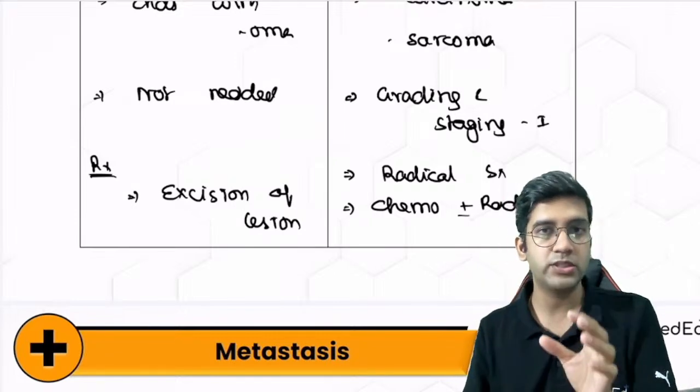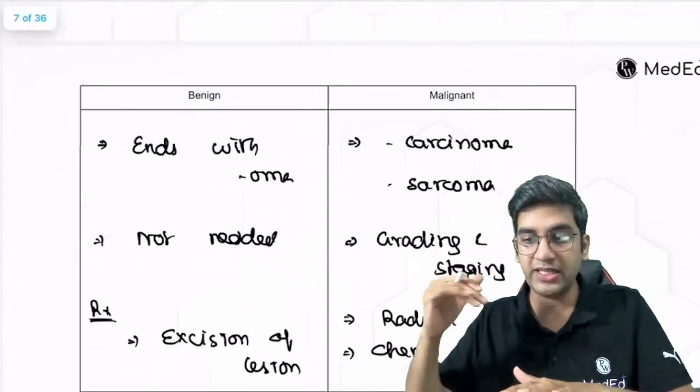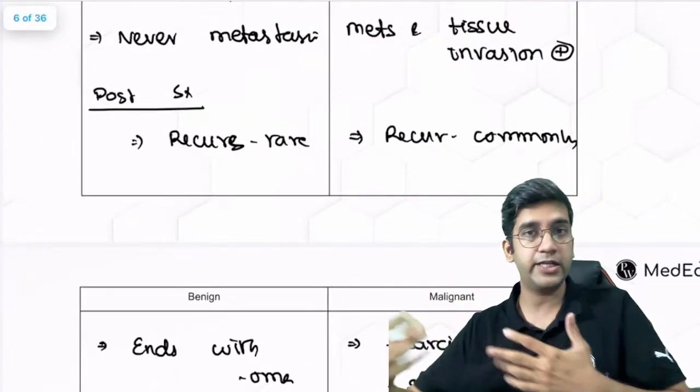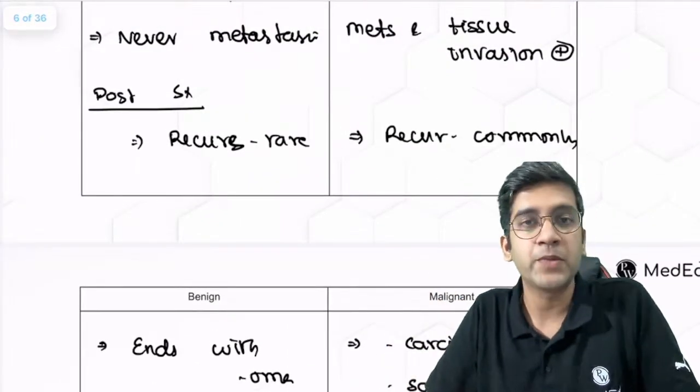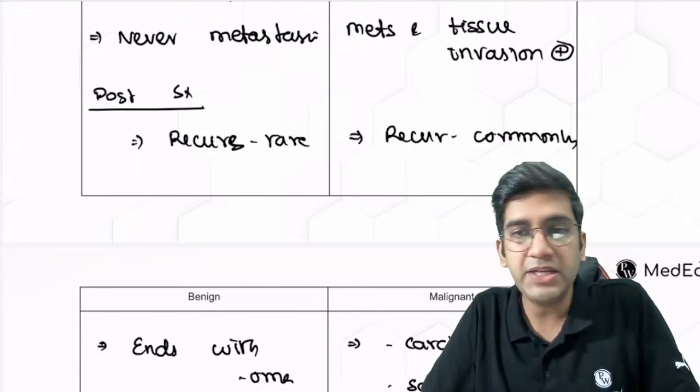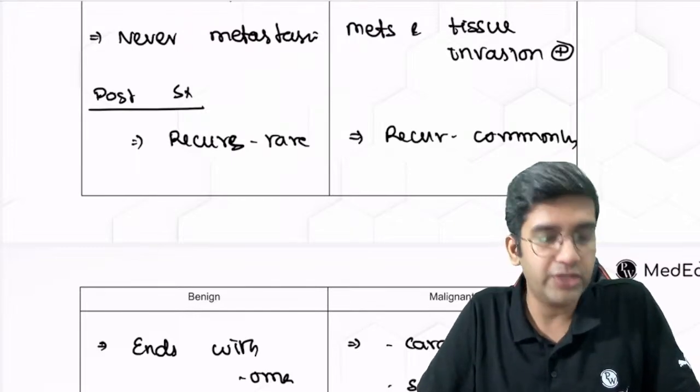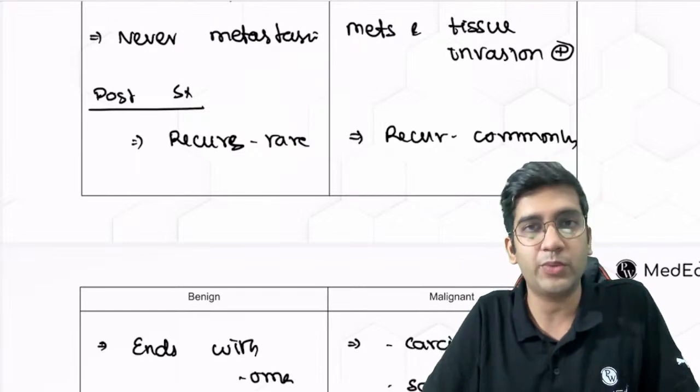If you follow Robbins, there must have been an image given in Robbins. If it is representative, please go and have a look at it. I'll also help you in drawing that. Next, the difference between grading and staging. A very good question that can definitely come in a viva for you.